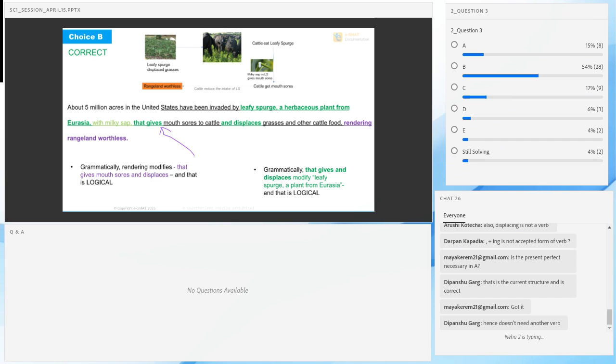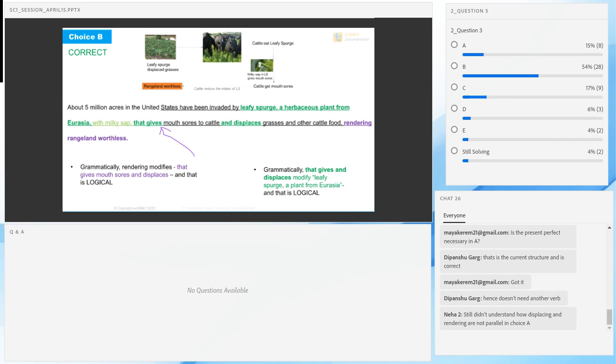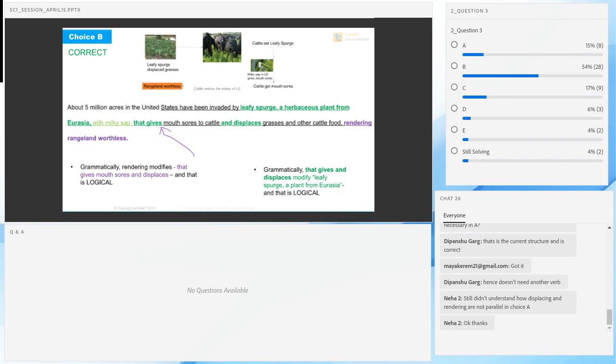And I'll give you an example from my personal life. Neha, I will explain to you why displacing and rendering are not parallel, but let me finish my school of thought here. Everybody knows that you need to eat healthy. You need to be disciplined about eating. Don't overeat. Don't overindulge, right? And I know for sure that for me, I have to eat at 80%, till the time I'm 80% full, and I need to finish my meal with that. So not overeat.